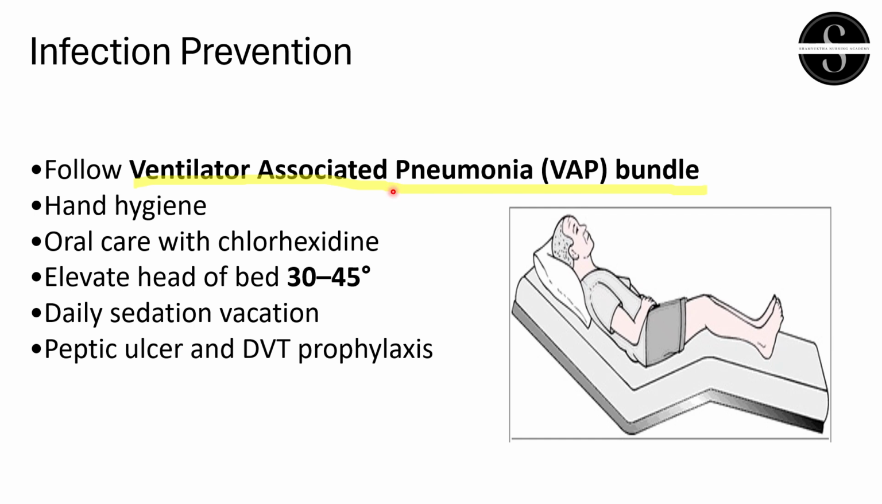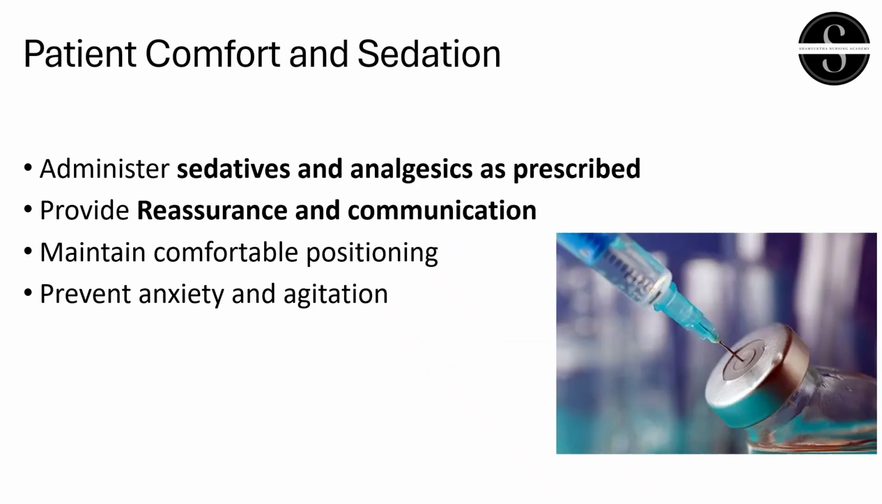Okay. So for infection prevention, we have to follow the VAP bundle. Once again I repeat, what are all the things you have to do? We have to follow hand hygiene. We have to do oral care with chlorhexidine. We have to keep the head end elevated to 30 to 45 degrees. And daily sedation vacation. You have to withhold the sedation for some period of time in order to assess their lung capacity. And definitely we have to start the patient on peptic ulcer and DVT prophylaxis. Clear?